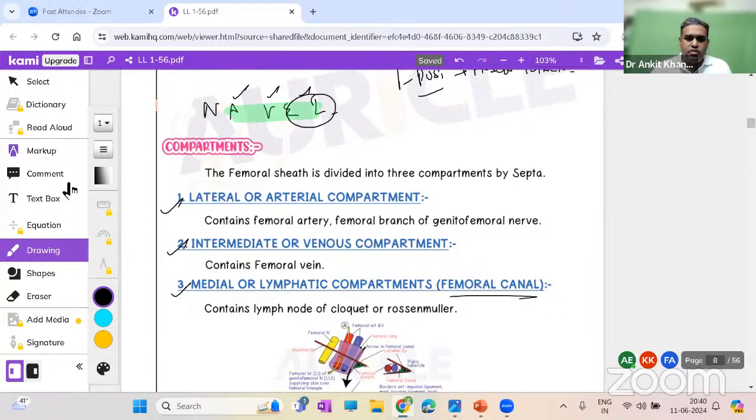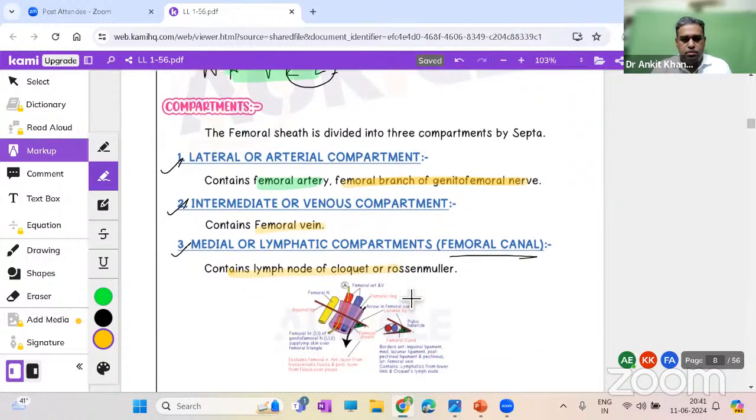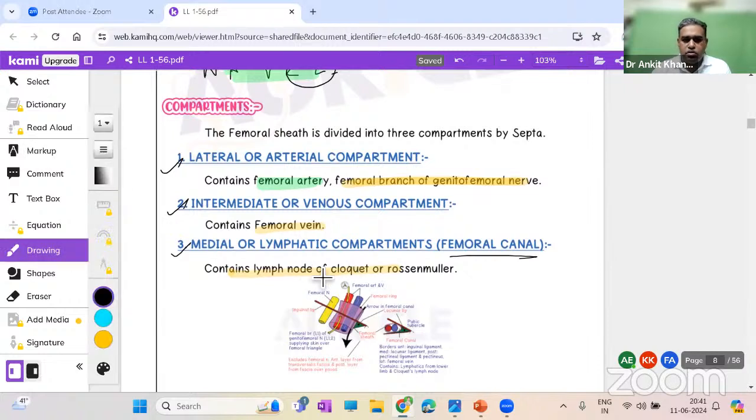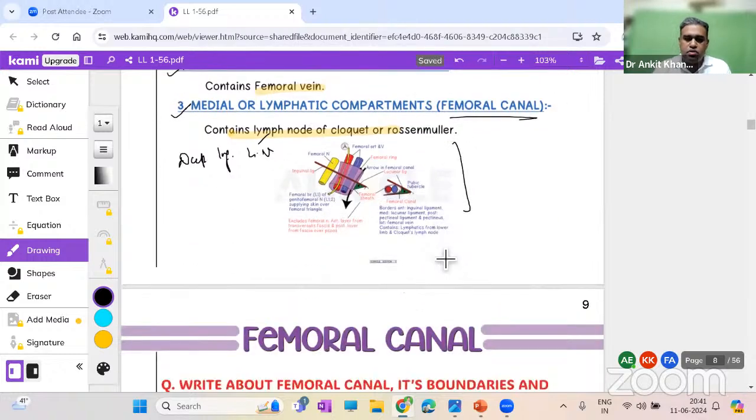Just an add-on point over here: laterally, we all know the femoral artery, but you should also know that along with it runs a sensory nerve known as the femoral branch of the genitofemoral nerve. In the middle compartment, you have the femoral vein, and medial to it, you have the lymph node of Cloquet or Rosenmuller. It's a deep inguinal lymph node. Remember that too. You can make diagrams, obviously, of the femoral sheath and all.